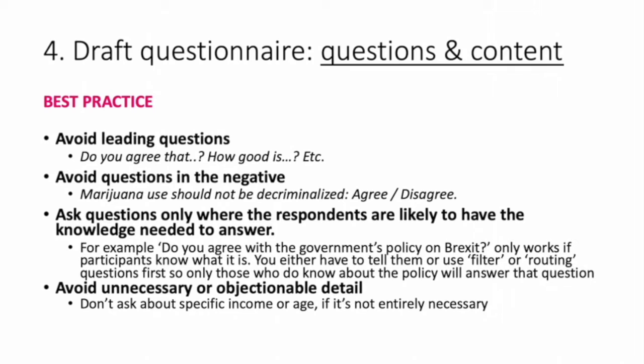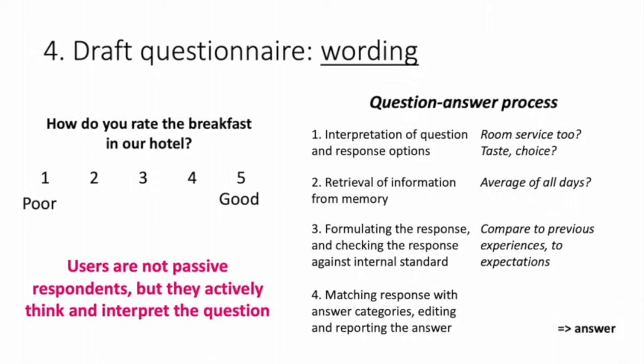Once you've thought about the question format and you're starting to think about drafting the questions, you need to also think about the wording of your individual questions. So on the left-hand side here, we have an example of a hotel questionnaire that asks, how do you rate breakfast in our hotel? From 1 to 5, where 1 equals poor and 5 equals good. On the right-hand side, I've broken down how a participant might go through and read these questions.